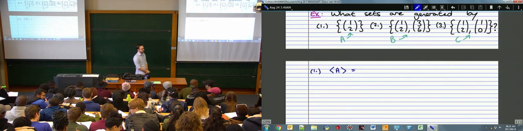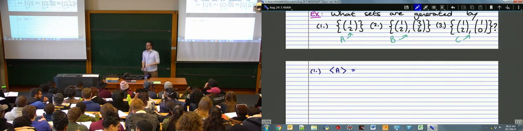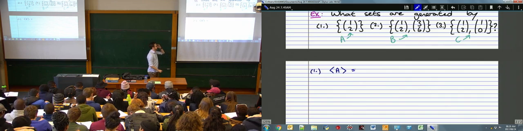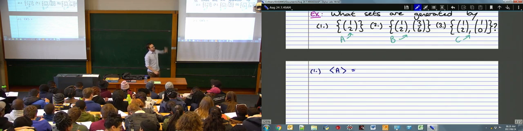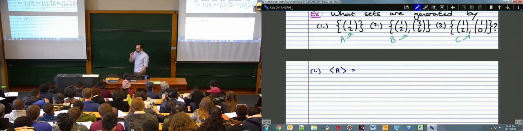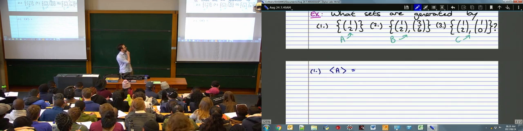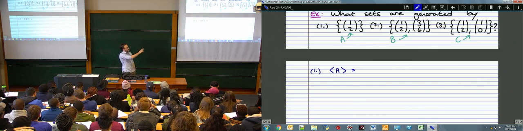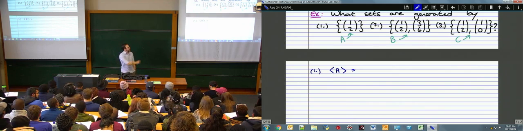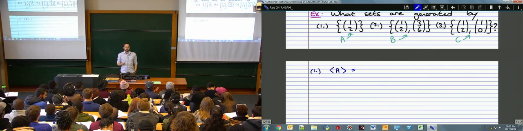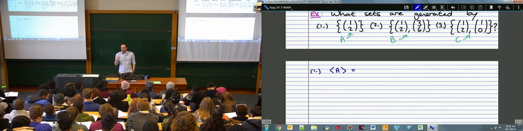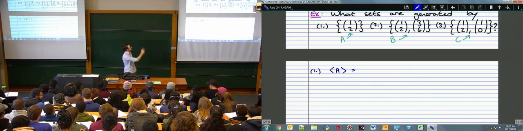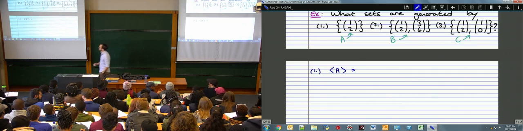Okay, so settle down. So we have the set A over here, which is just a set with one vector in it. It's the set with the vector 1, 2 in it. What is the set generated by A? And before we write something down, just geometrically, can anyone tell me what is the set which is going to be generated by A? It's a line, right? It's going to be a straight line through the origin, passing through the point 1, 2.